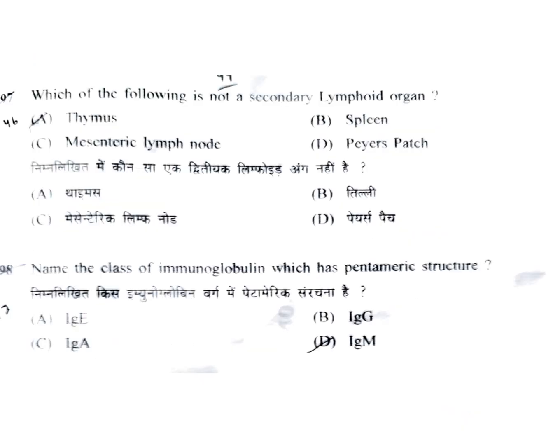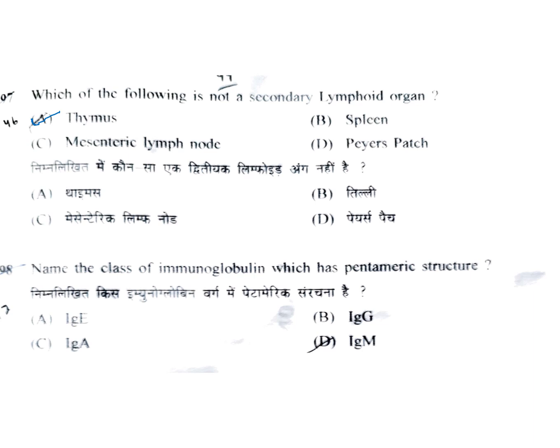So the next question is, which of the following is not a secondary lymphoid organ? Thymus, spleen, mesenteric lymph node, or Peyer's patch. So thymus is not a secondary lymphoid organ. It is a primary one. Bone marrow and thymus are the primary lymphoid organs. The others, spleen, lymph node, Peyer's patch, are all secondary lymphoid organs.